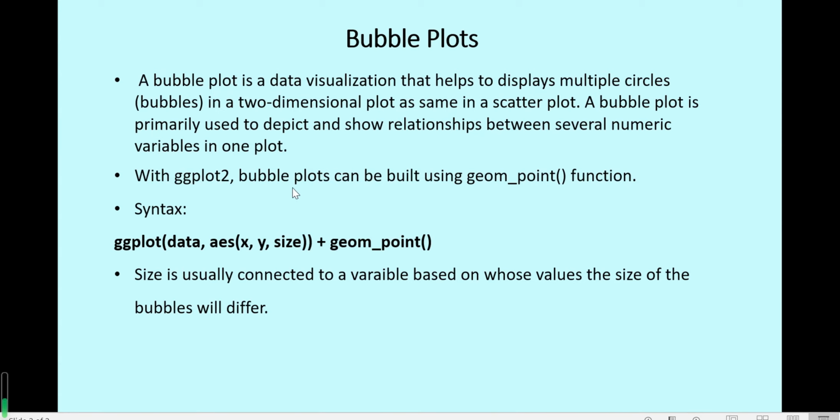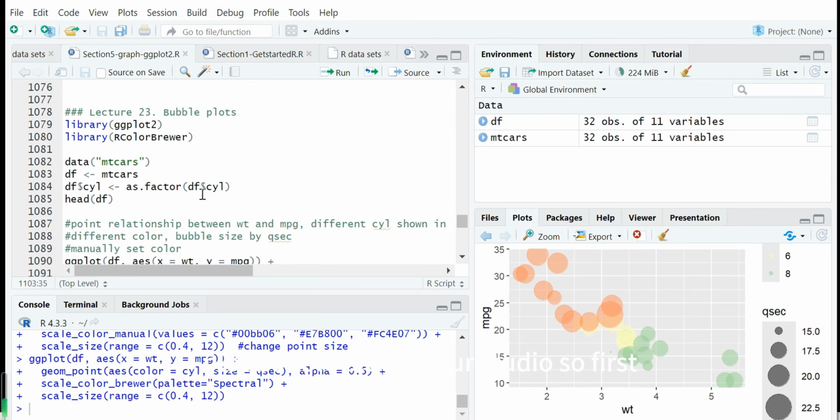So the basic function is ggplot with the data frame and with the variables x and y. So we set the size, and the size is usually connected with another variable. And some options are also set in the ggplot function. So next we will show how to plot bubble plots in RStudio.